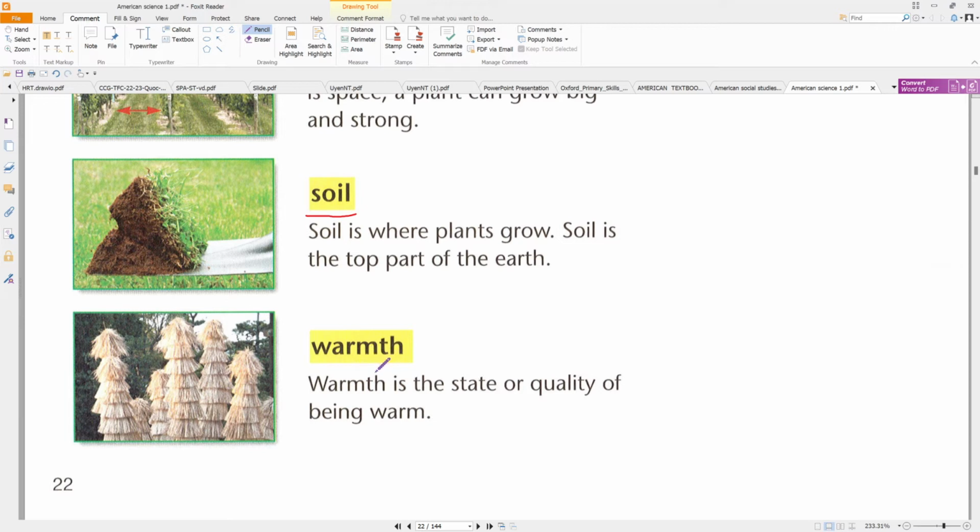Well, warmth. Warmth is the state or quality of being warm. That's right. We have to keep ourselves warm, like the plants have to keep themselves warm, because if they don't keep themselves warm, they will be freezing cold in the winter, so that they could not grow strong and big anymore. And that's why it's just like humans. If we don't keep warm, we'll get sick.